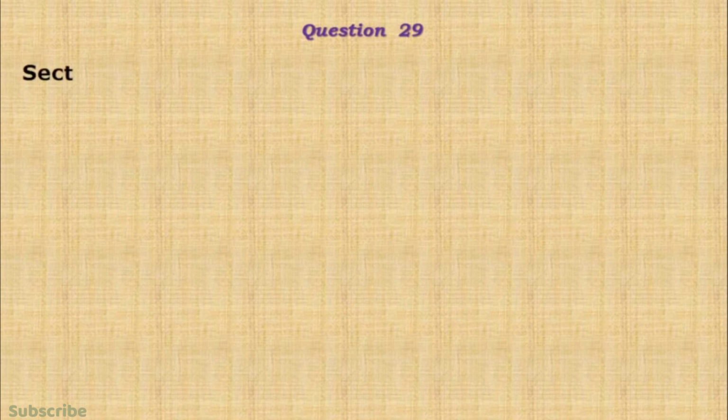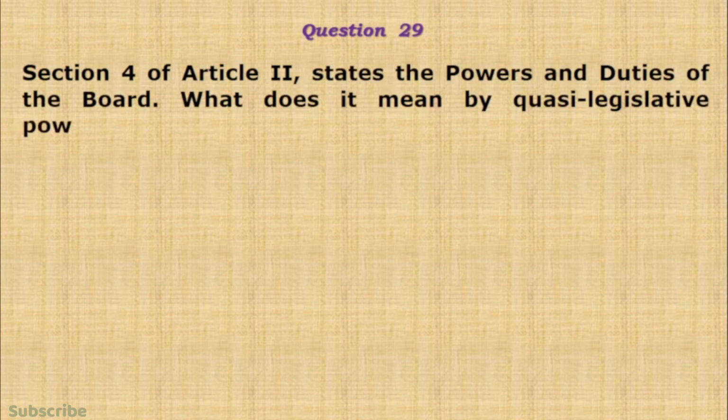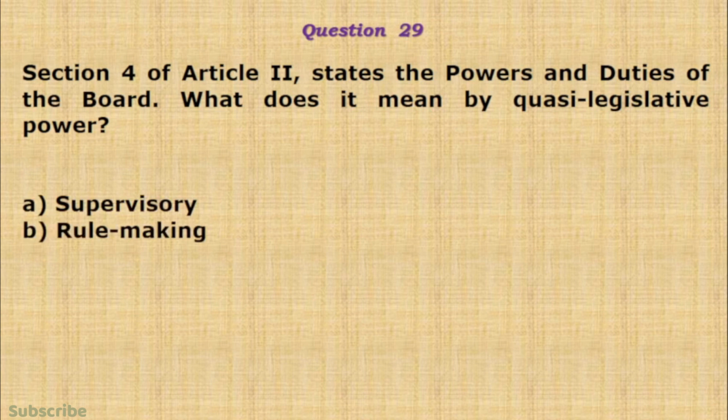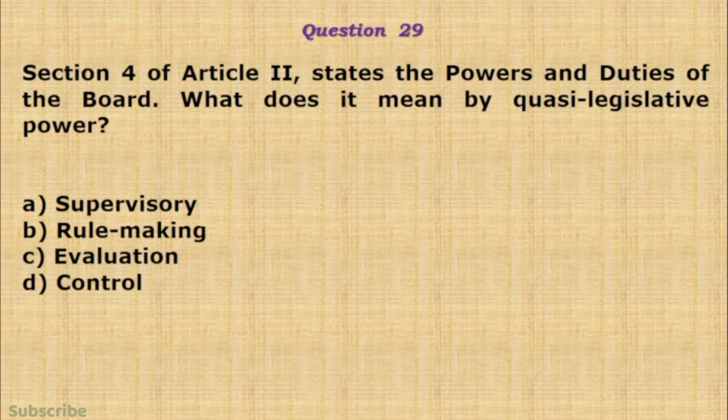Question number 29. Section 4 of Article 2 states the powers and duties of the board. What does it mean by quasi-legislative power? A. Supervisory, B. Rulemaking, C. Evaluation, D. Control. The correct answer is letter B, rulemaking.